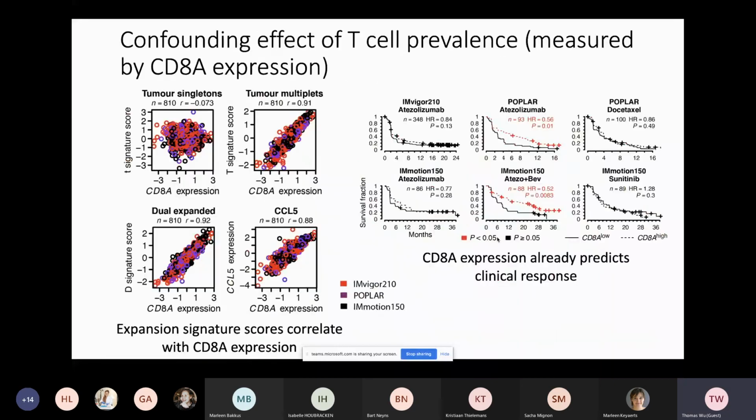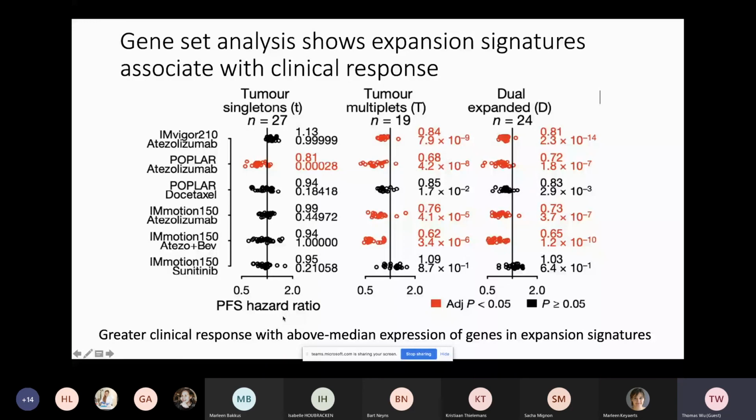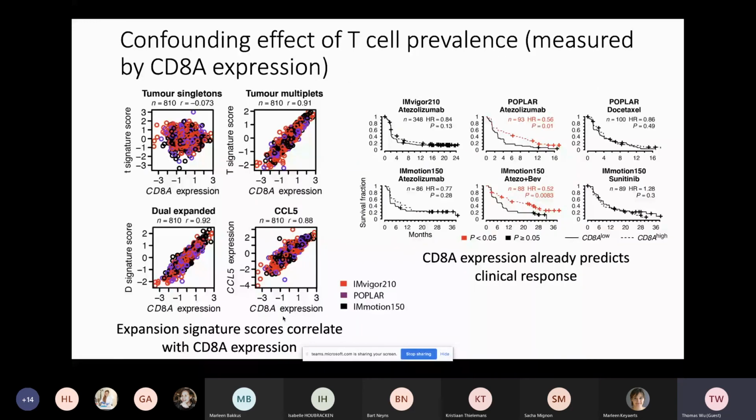One interesting thing about using these genes, and I'll point this out, is that some of them correlate highly with CD8. In fact, I think CD8B is one of the genes here. That raises the issue: is it merely that you're measuring the number of T cells in your sample, because the number of CD8 T cells would be measured by CD8A or CD8B expression? And in fact, you can see on the left that although the tumor singleton gene signature doesn't correlate with CD8 expression, the tumor multiplet signature correlates highly with CD8A, and the dual expansion gene signature correlates highly with CD8A.